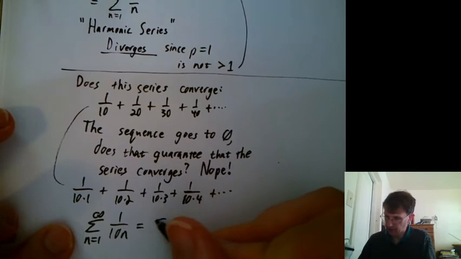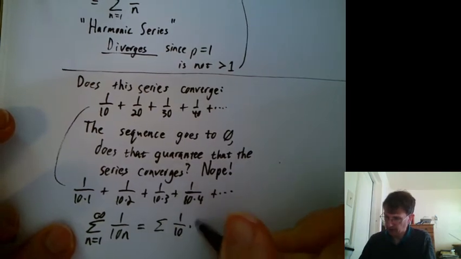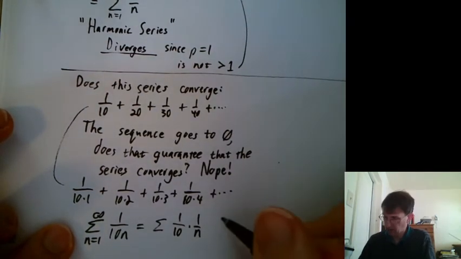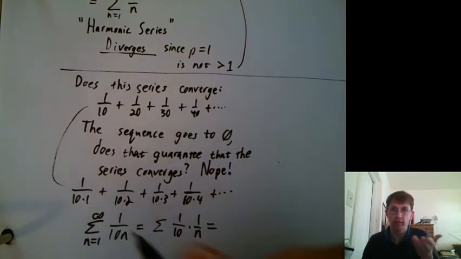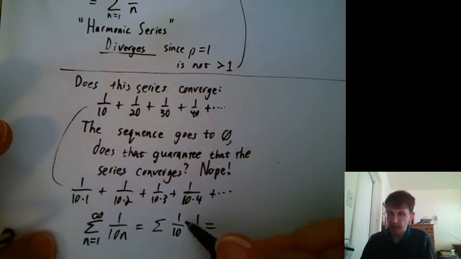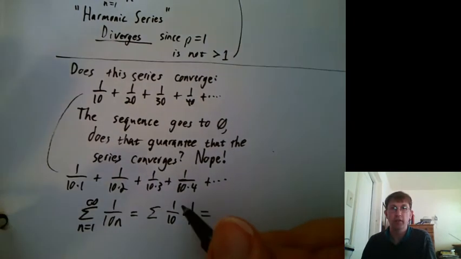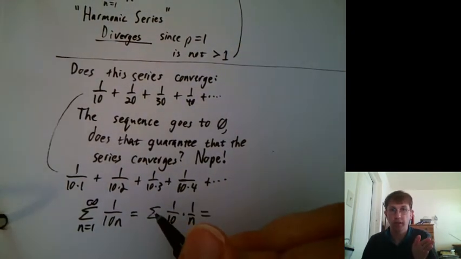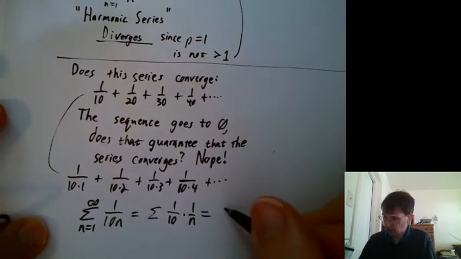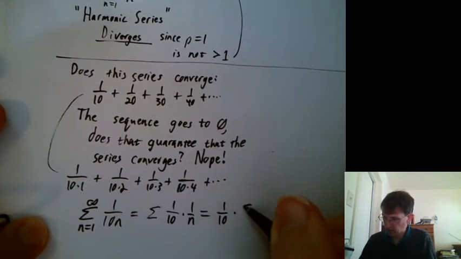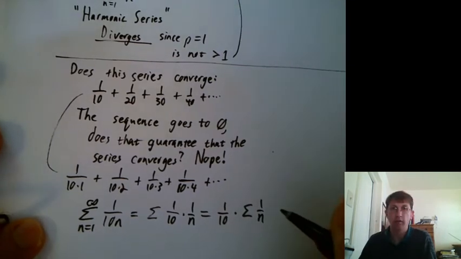And we could say that's the sum of 1 over 10 times 1 over n. I'm going to start leaving this just a sum. It defaults to be 1 to infinity. This is a constant times each term, so we can factor out that constant multiplier just like we would for a non-infinite sum. So I get 1/10 times the sum of 1 over n.